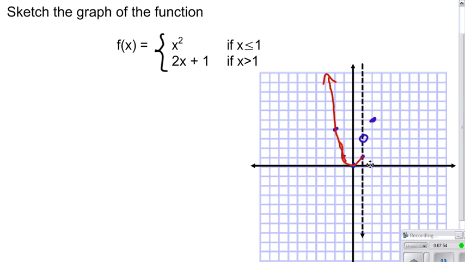Let's plug in our next point, 3. 2 times 3 is 6, plus 1 would be 7. So we go up to 7, put a dot, and we can draw that line, with the open circle at x equals 1. And the graph doesn't actually include that dotted line, so we can delete that. There's the graph of our piecewise function.